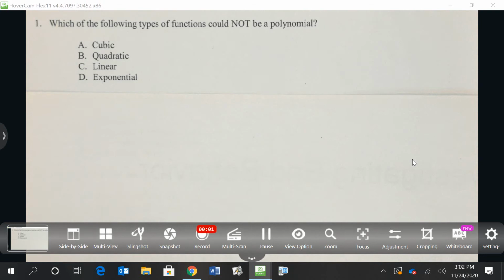Which of the following functions could not be a polynomial? So it's easier to say what is not a polynomial. You can't have absolute value and be a polynomial. You can't have a function that has a variable in the exponent position, and you can't have a function that has a numerical value that's negative in the exponent.